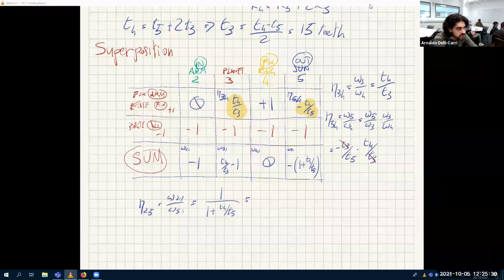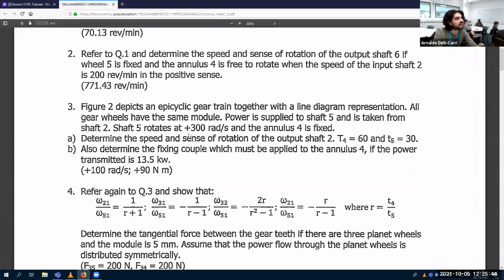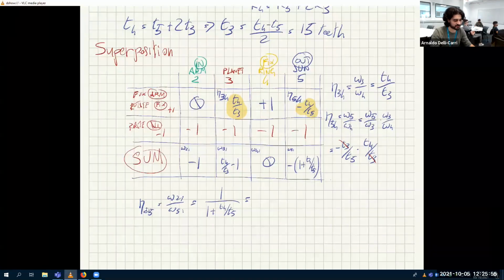Input over output. So it's 2 over 5. Output is 5. Shaft 5 rotates. So power is supplied to shaft 5 and taken from shaft 2. Guys, I was trusting you. Luckily, this doesn't change anything. We just have to invert the ratio. I was asking you without looking, and I should not have trusted you. This is the input, and this is the output. So this means we have to invert this -1.